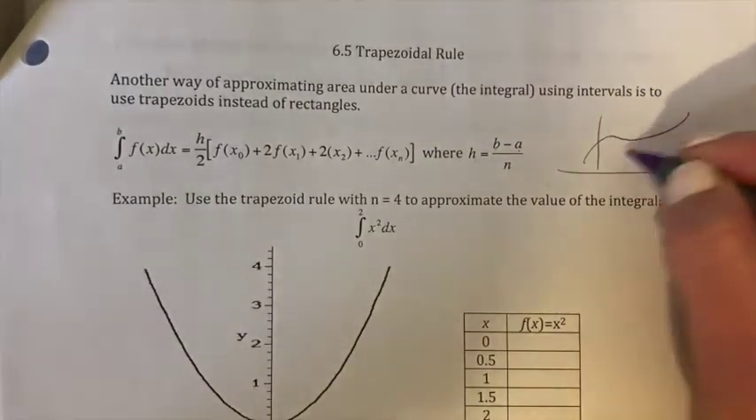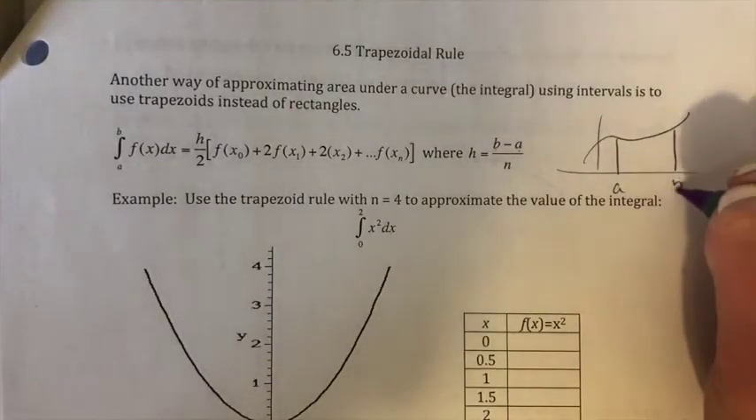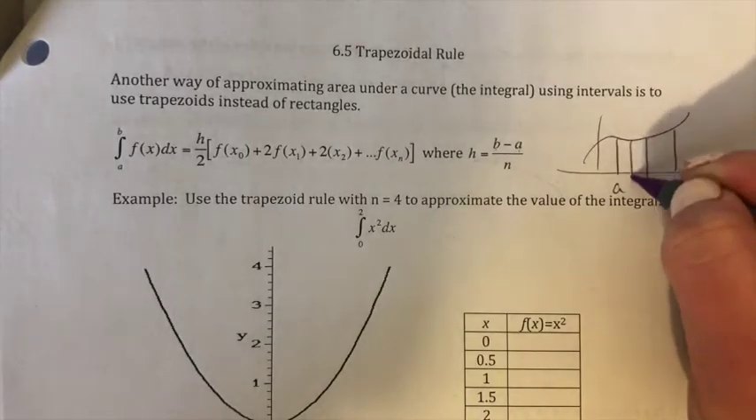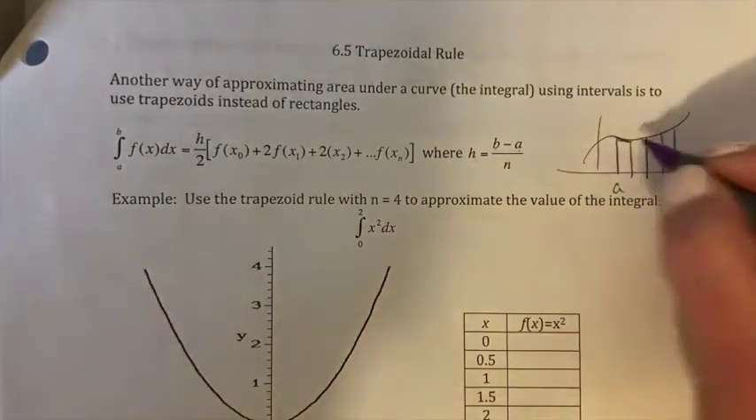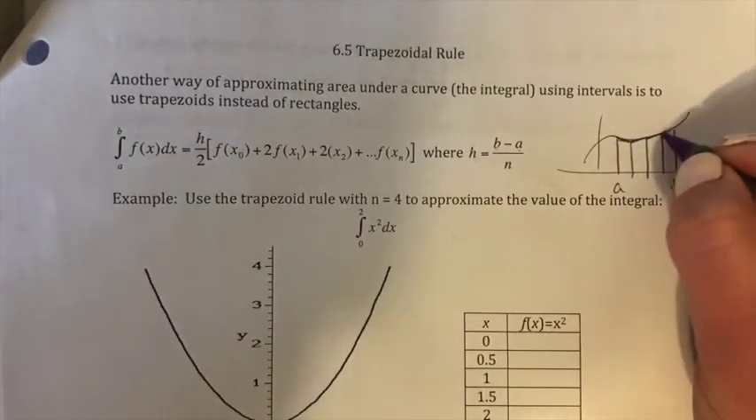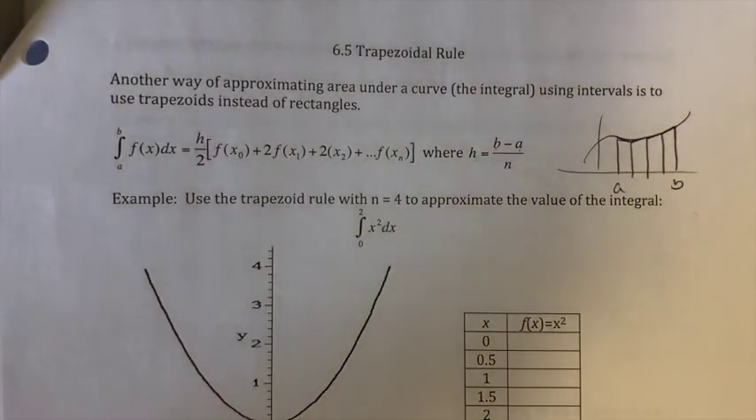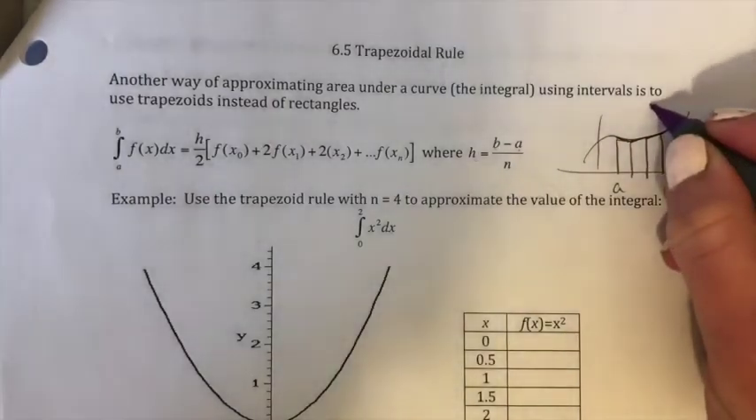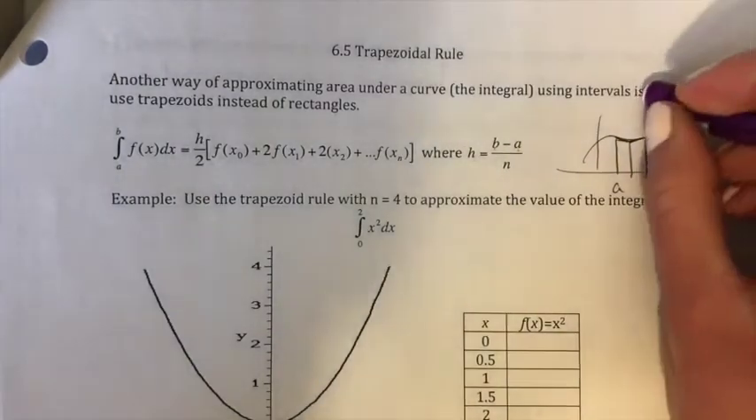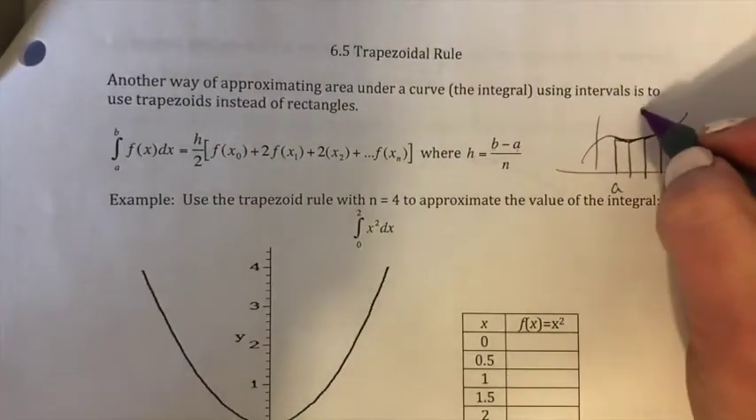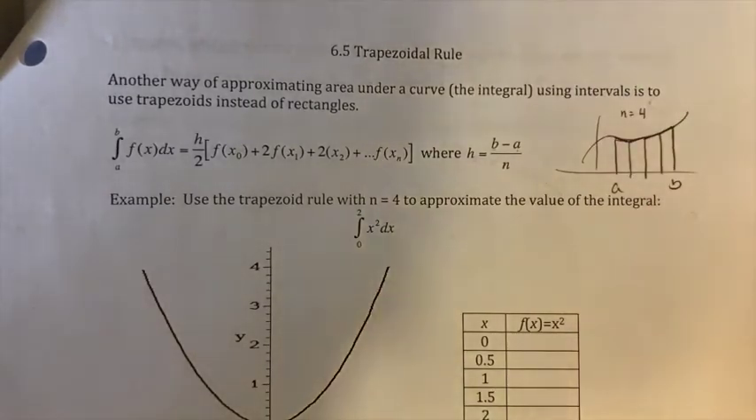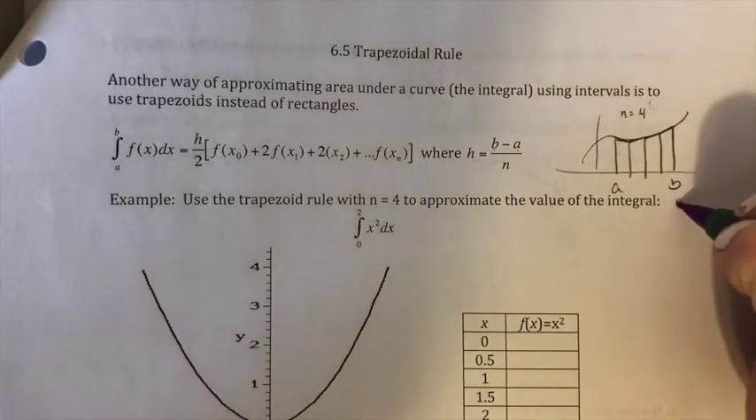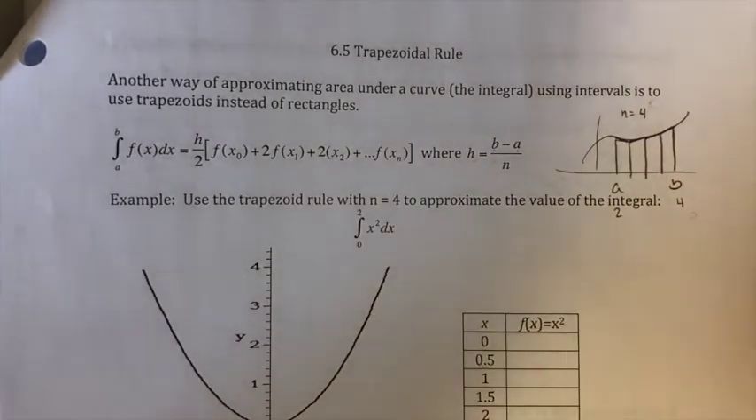So if you have something like this, here's A, here's B. Let's say for simplicity, we're doing 4 trapezoids. So this one would be like that, this one, and then that one, okay? So N in this case would be 4. B minus A, so let's say this is, I don't know, 4 and 2. Right, we could figure out our h value.